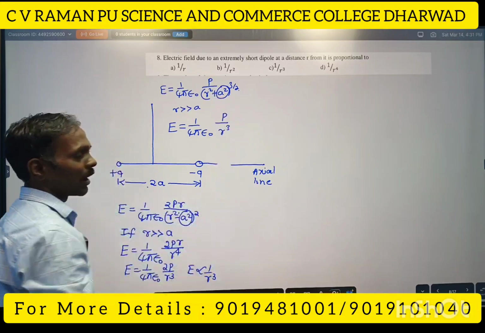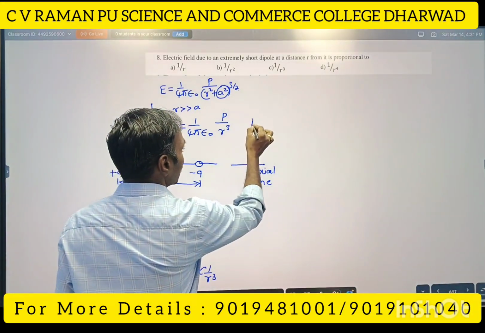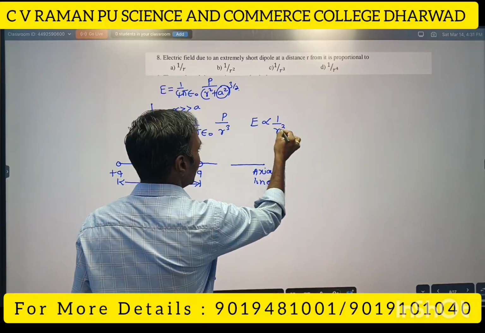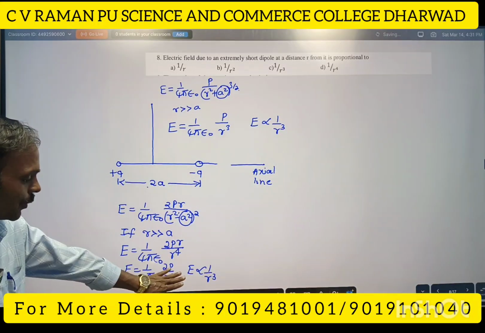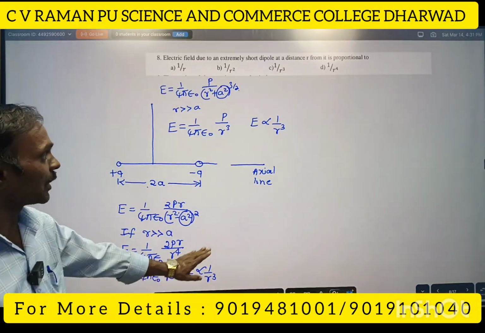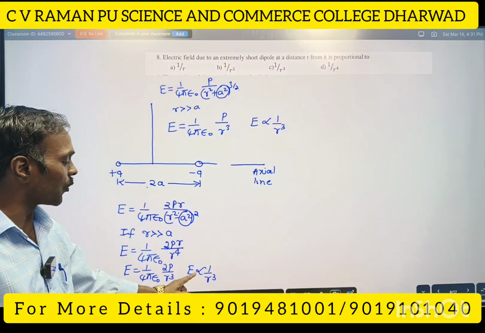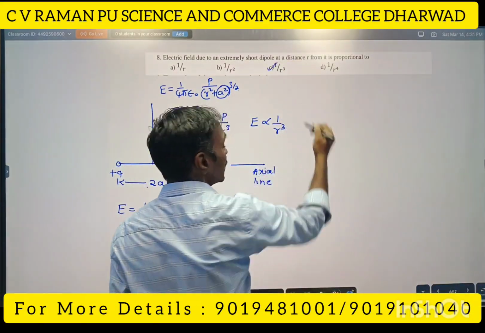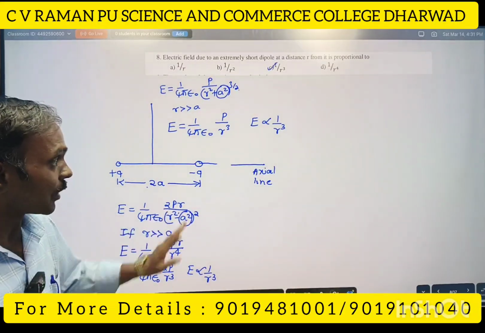The 2 gets cancelled, and once again we have r cube. Here also the electric field is inversely proportional to r cube. So in both cases, the electric field at a point due to an electric dipole is inversely proportional to r cube. So which option is correct? Option C will be the correct answer.